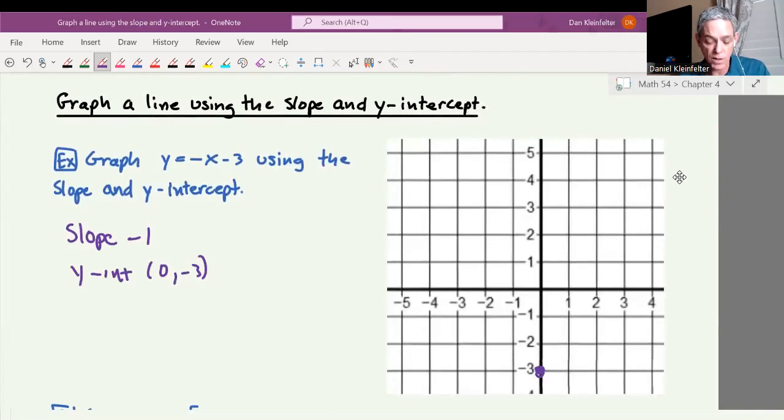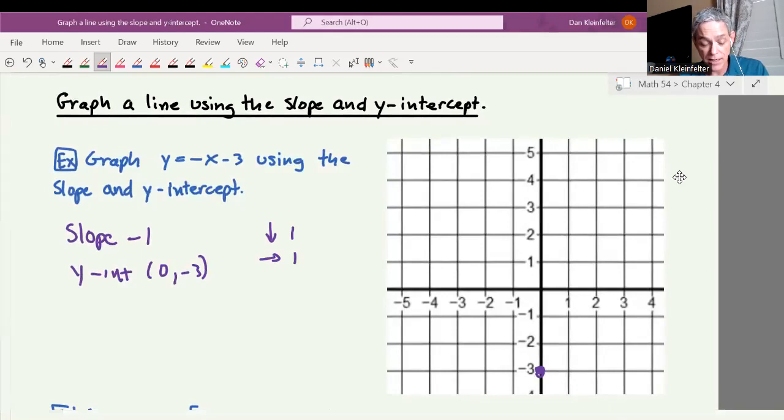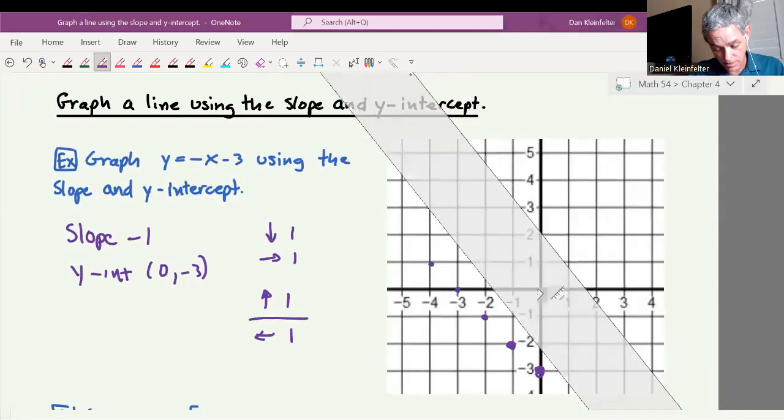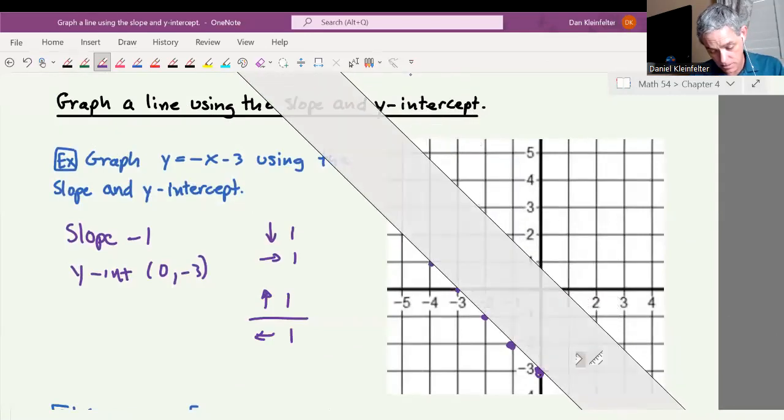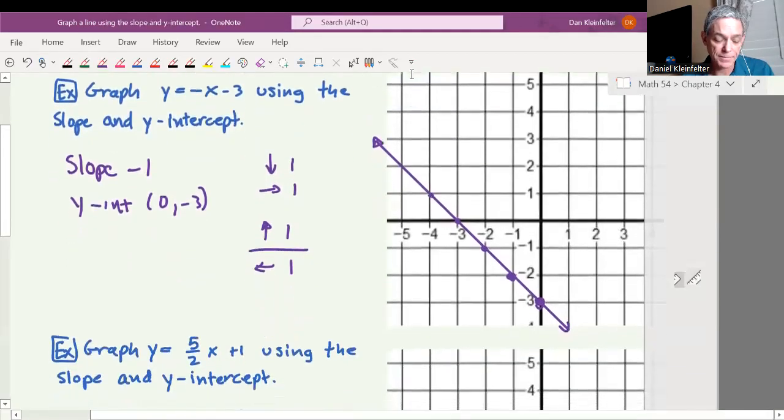The slope is -1, so I could go down 1 and right 1, but that's going to take me off my picture. So instead, I'm going to go up 1 and left 1. So up and left instead. We could do that again, up and left some more. That gives us plenty of points. So let's connect the dots. Okay, so we've graphed our line using the slope and y-intercept.